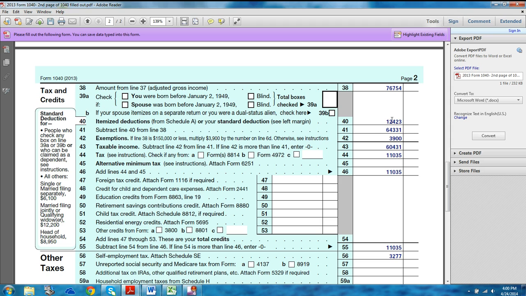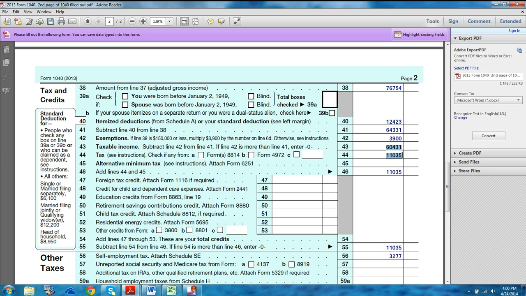So we take that $12,423, put it on line 40. That is subtracted out of the AGI to come up with this amount right here, $64,331. We then take the personal exemption of $3,900 and take that out of the $64,000 to come up with taxable income of $60,431. This is where we figure the regular tax.